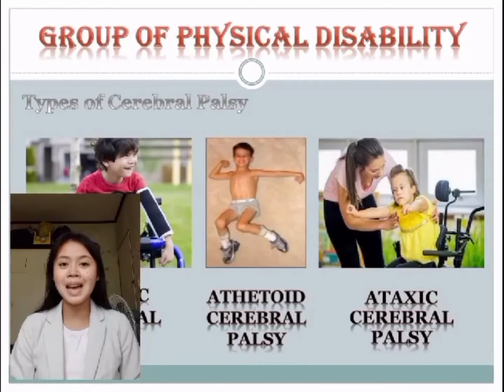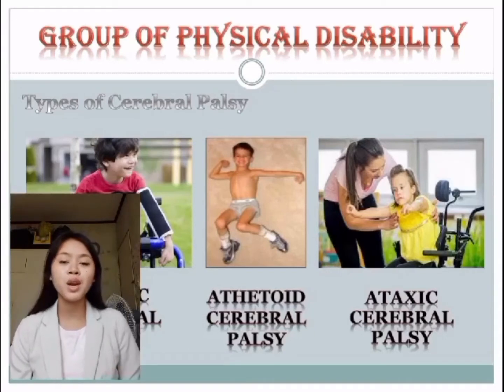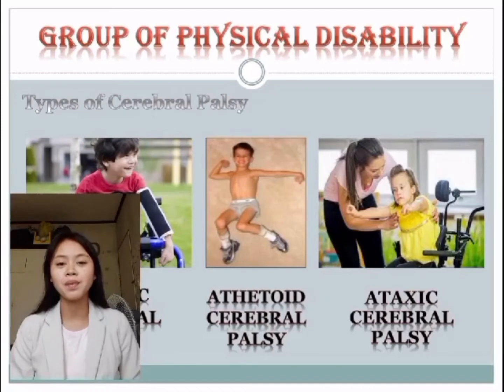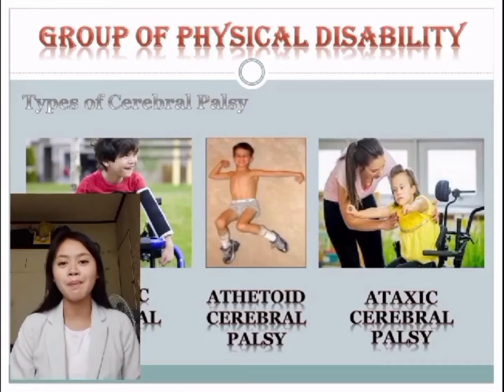The next one is the ataxic cerebral palsy. It is a rare condition where balance and motor coordination are affected. Students with this condition seem clumsy and misjudge when they reach for an object. They also struggle to keep their balance. And students may have cerebral palsy involving these characteristics. This is called mixed cerebral palsy.